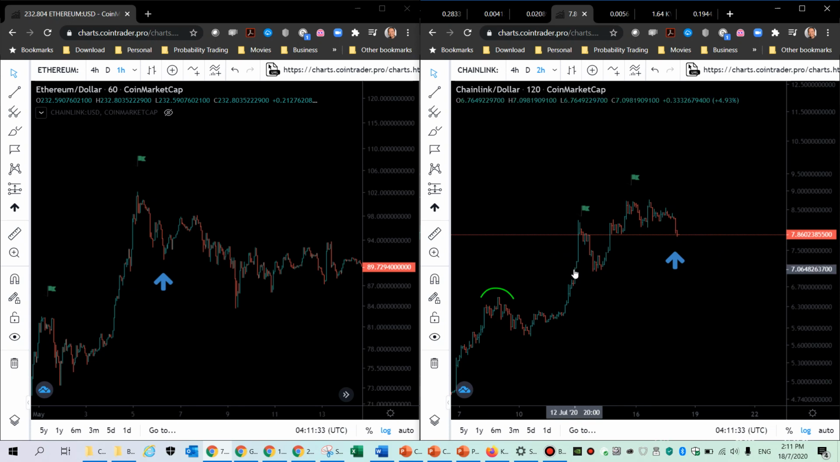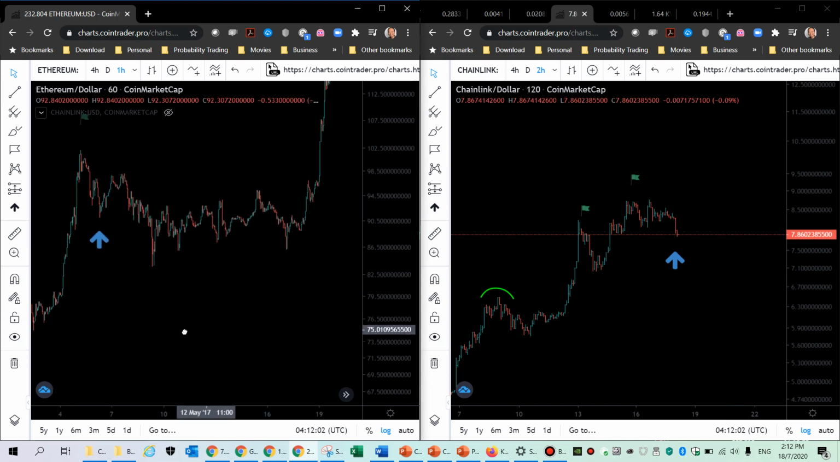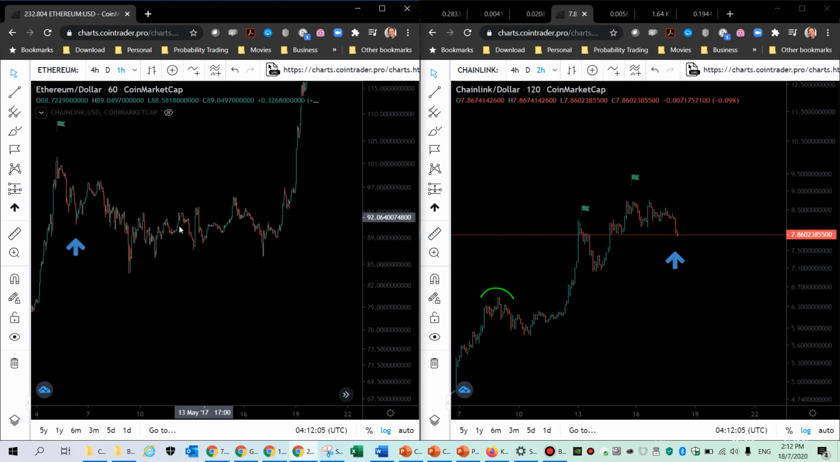Now, will it break this? I don't think so. I think it will hold this support over here. You can see in Ethereum, it never even came back down that low. It just came into this level over here. So I don't think it will come back down to $6. It's unlikely. It'll hang around the low $7, and then it should go up, but again, it takes another week or two for all these things to play out.